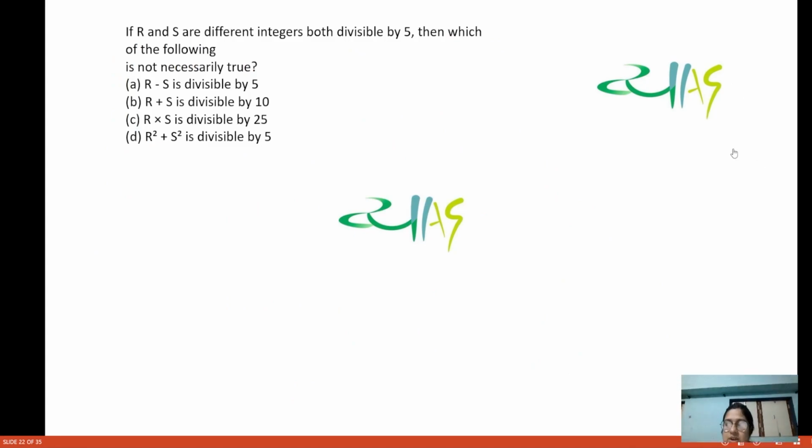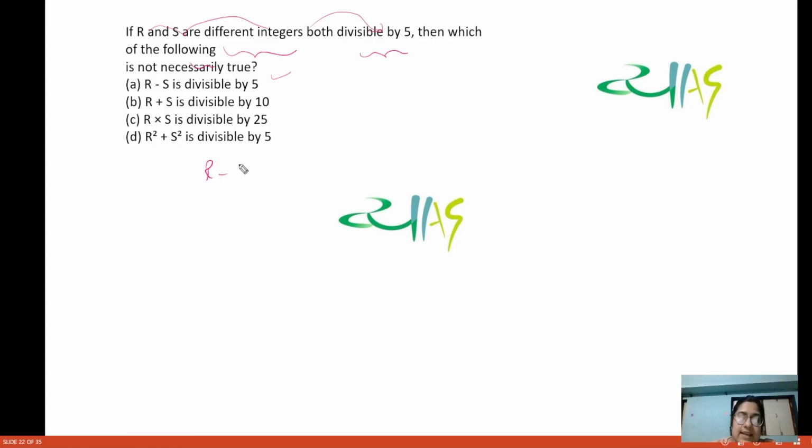Now look at this question. We are solving some of the UPSC questions that have been asked in previous years. It is saying, if R and S are different integers, both divisible by 5, then which of the following is true? What is the possibility? Which of the following is not necessarily true?